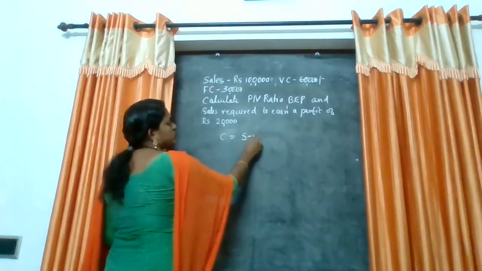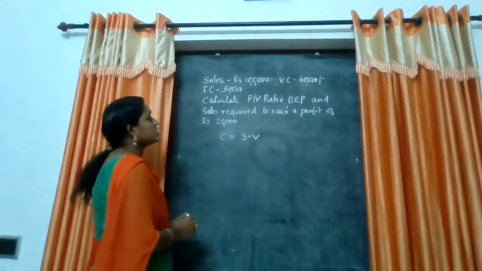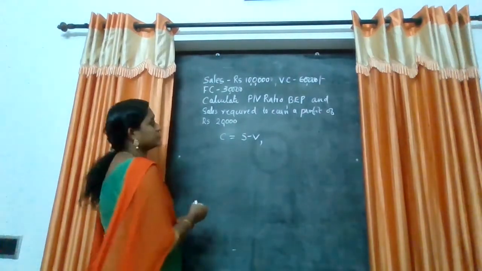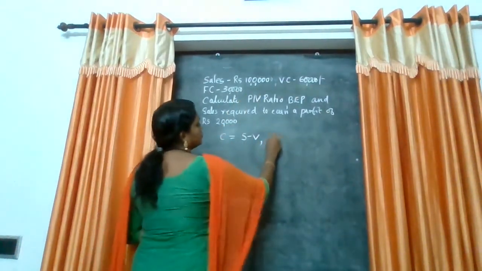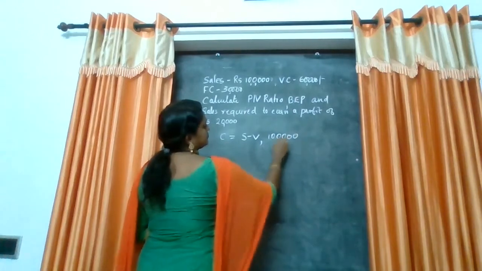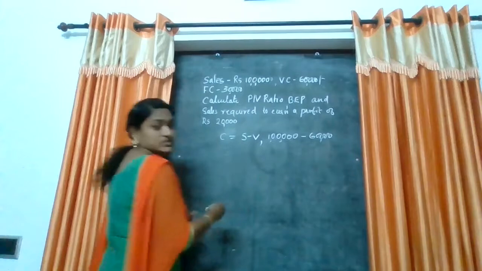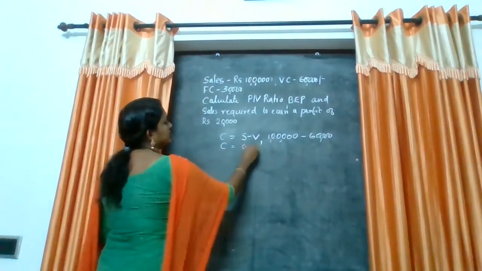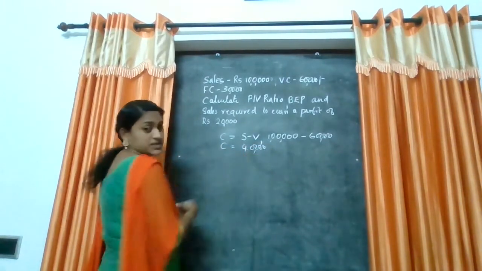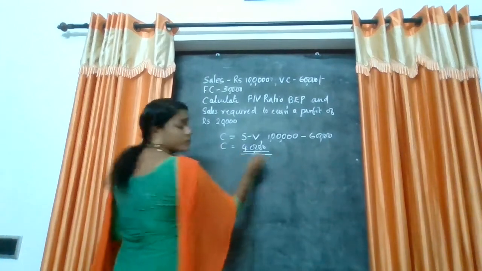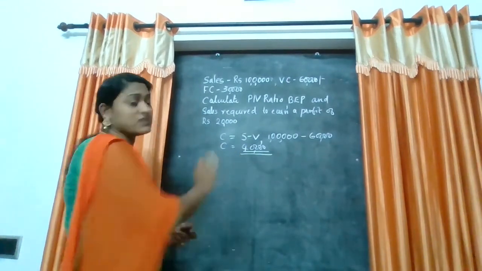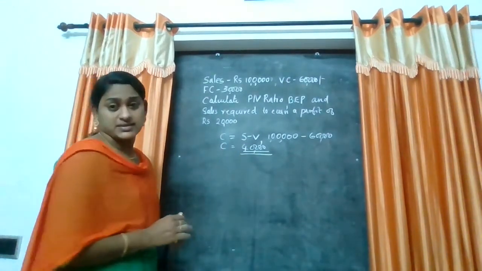Contribution is equal to S minus V. Sales is equal to 1 lakh. Variable cost is equal to 60,000. So contribution is equal to 40,000. This is the first step in all these cases.